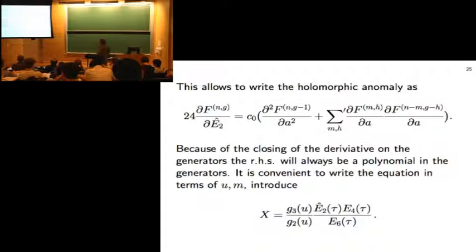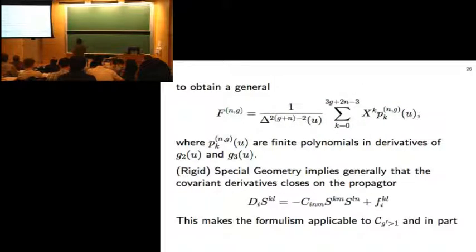So that means in particular that you can rewrite the holomorphic anomaly equation as an equation in which the derivative is with respect to E2 hat, this non-holomorphic generator. And I have written down the covariant derivatives in a very simple way in this form. But the fact is anyway that because of the closing of the derivatives on these generators, the right-hand side will always be polynomial in the generators. And it's actually convenient to write the equations in terms of u and eventual masses and then use this quantity. And this quantity is the better, or maybe the more useful non-holomorphic generator in this context. And then you can show, actually, that F^(n,g) will always have this form.